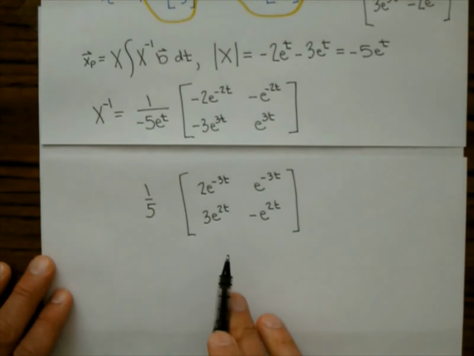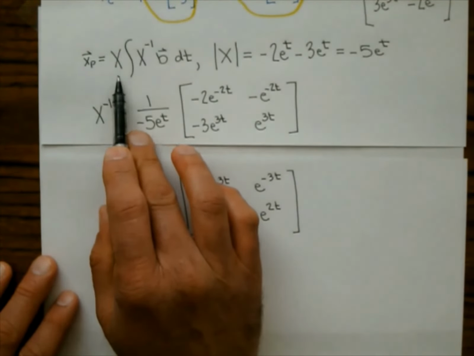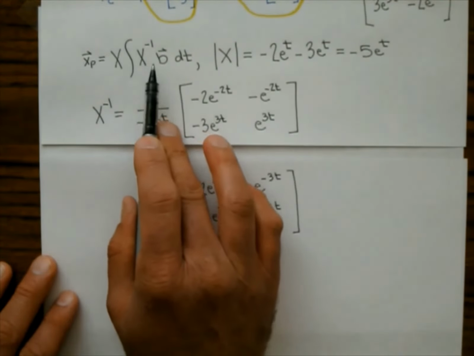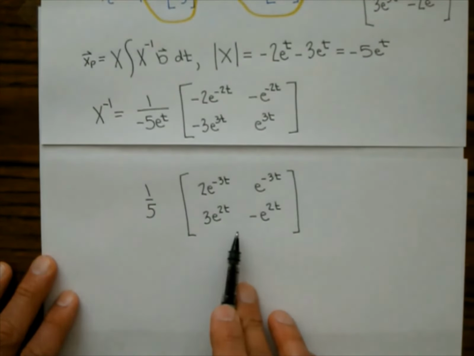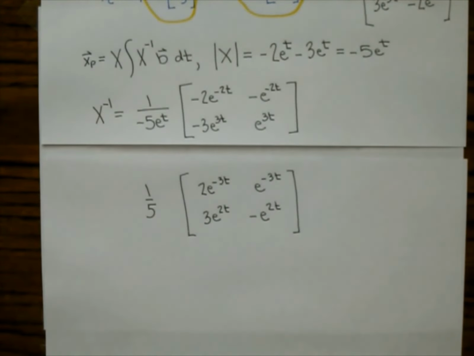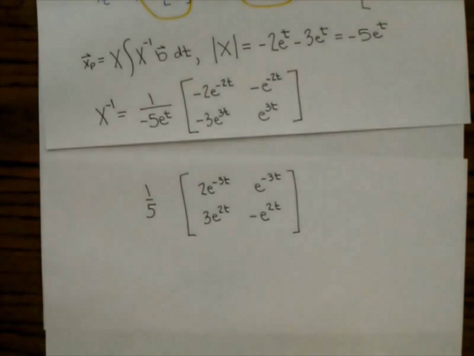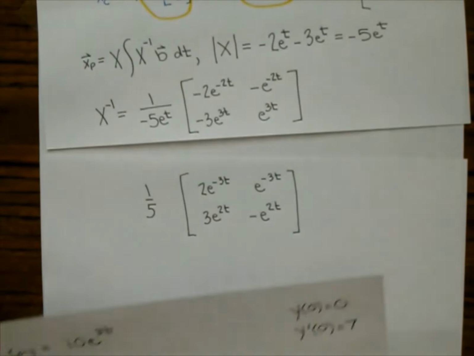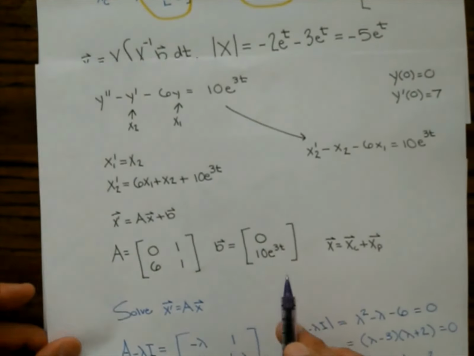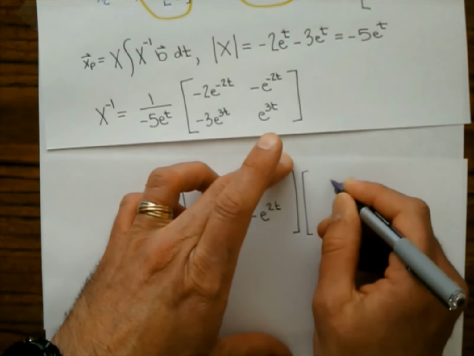And so that is what we have here. I'm trying to do this roadmap where I go X integral X inverse B. So this right here is X inverse, and what I want to do is multiply it by B. So what does B look like? That was way back here. So there's B right there. So I'm going to go ahead and multiply that right here.